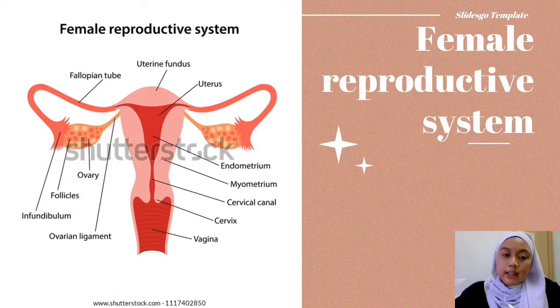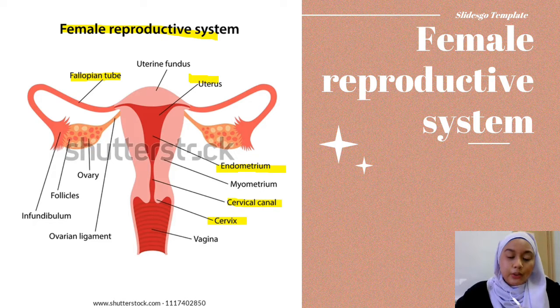So first, let us look into the female reproductive system anatomy. The main organs in the female reproductive system are the fallopian tube, the uterus, the endometrium wall, the cervix, the cervical canal, and also the vagina. These are the most important organs in our reproductive system.